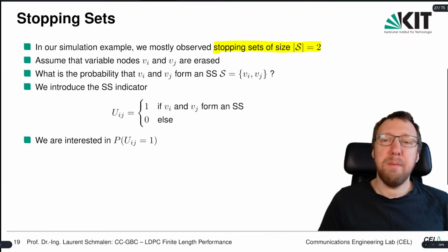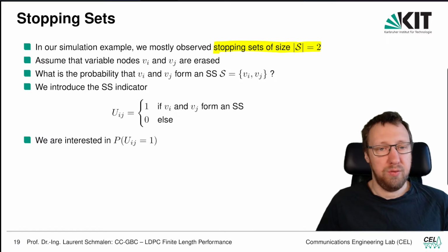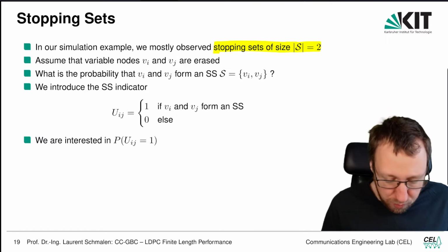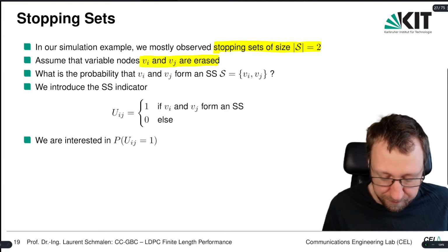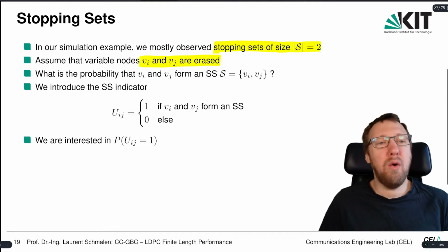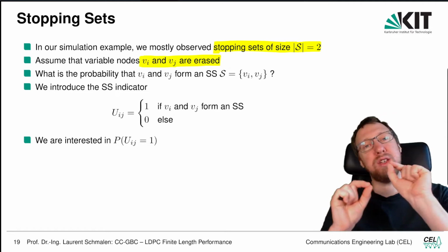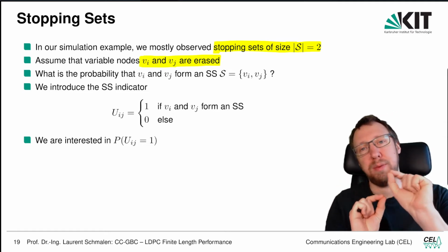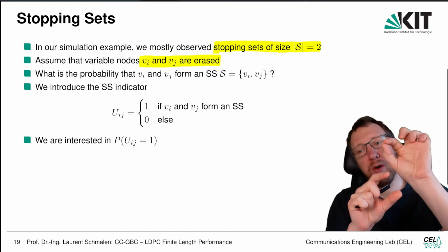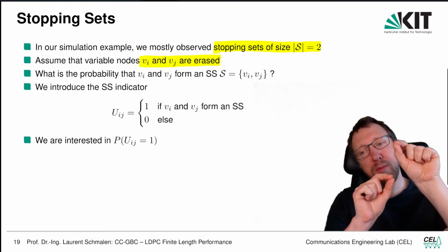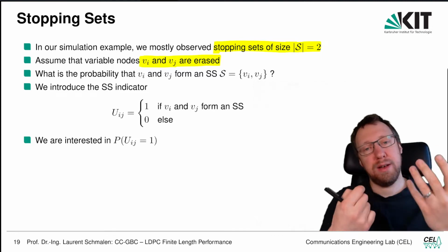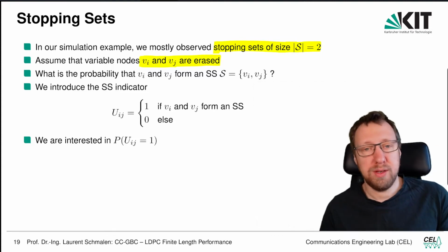So we mostly find stopping sets of size two. We assume that the variable nodes that are erased are called VI and VJ. Now we're going to calculate the probability that two randomly chosen variable nodes form a stopping set. So we look at two variable nodes from our code, pick variable node V1, pick variable node V2, and we calculate the probability that those form a stopping set.